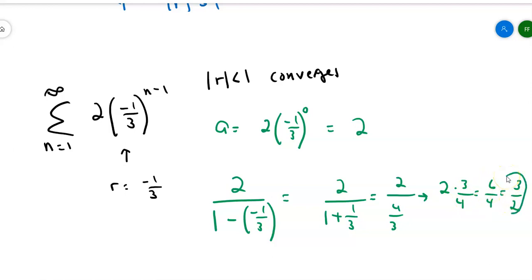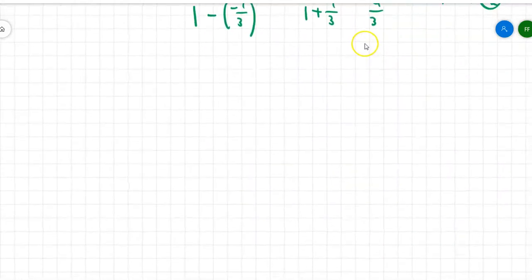So even though this alternates back and forth, you realize the first term is positive. So as it alternates back and forth, the sum of that series is going to end up being positive as well. So in this case, even though it's an alternating series, it still adds up to a over 1 minus r, which in this case is 3/2.